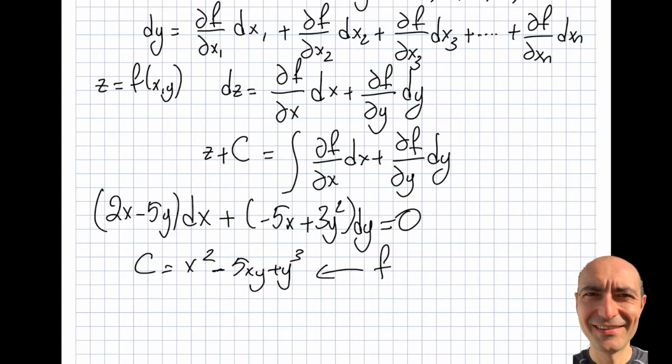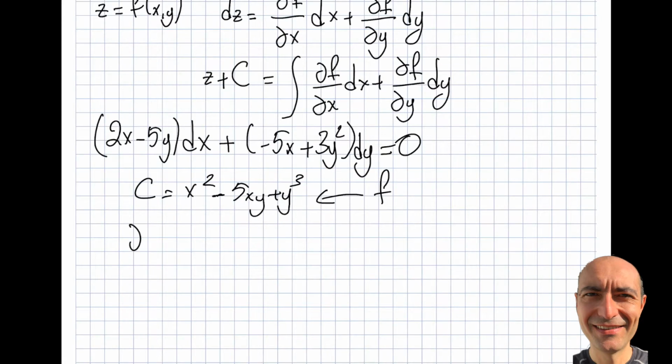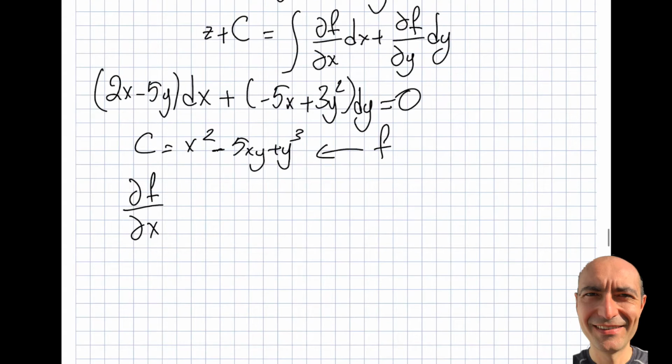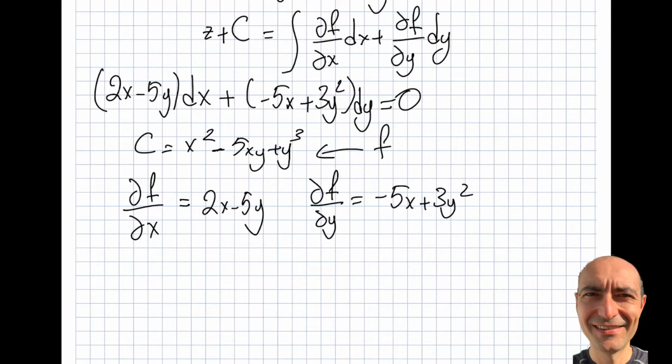I need to get del f del x and I need to get del f del y. So del f del x will be 2x minus 5y, you see it, right? And let's look at del f del y while we are here. That's going to be minus 5x plus 3y squared. Do you see something in here? This is that, this is that. Yep, so it really is the solution. The solution of this differential equation is this. Now, I don't know about you, but I have two questions myself.